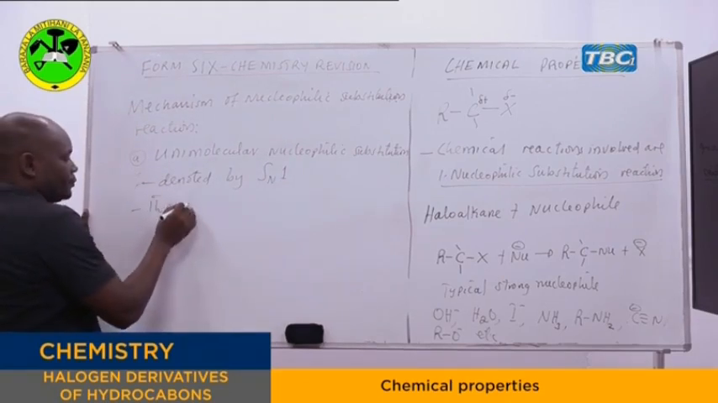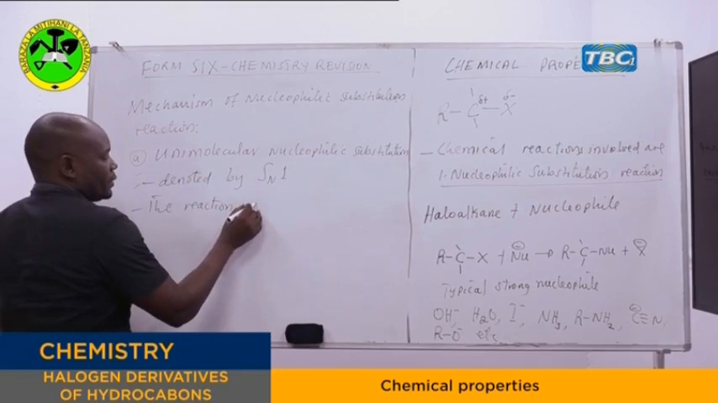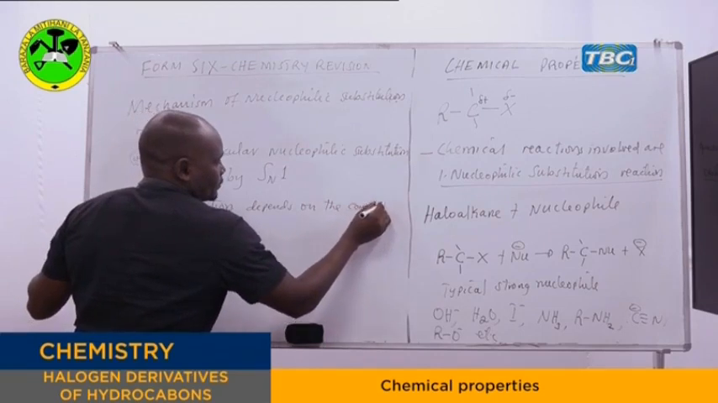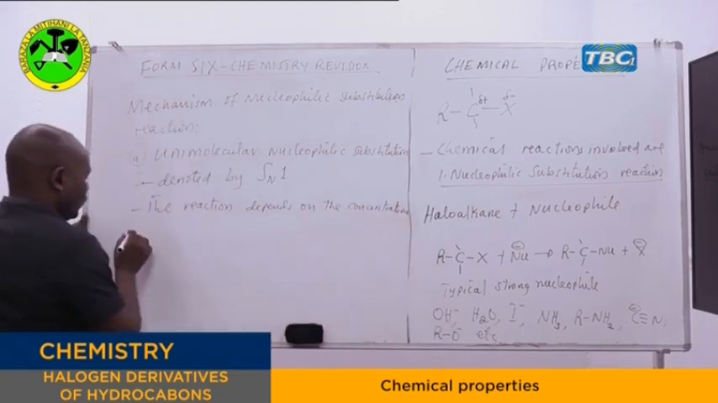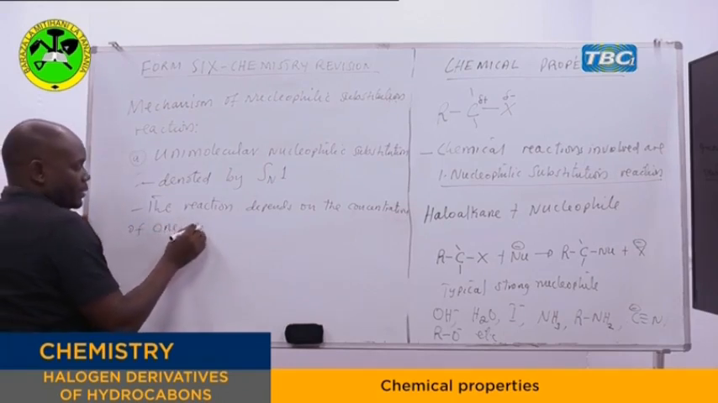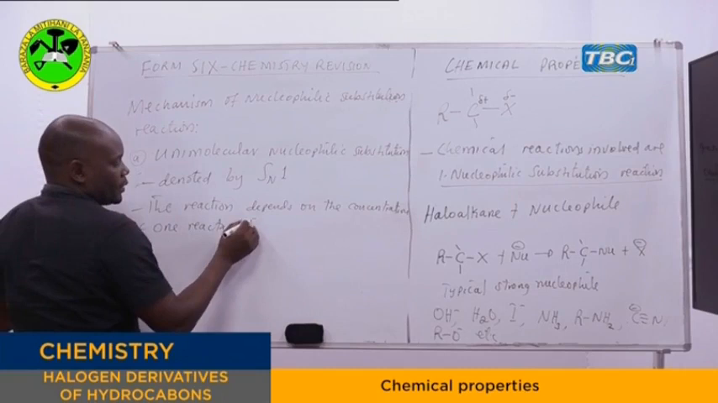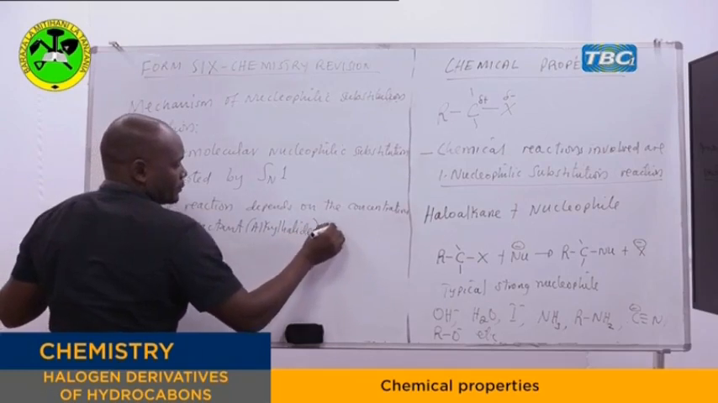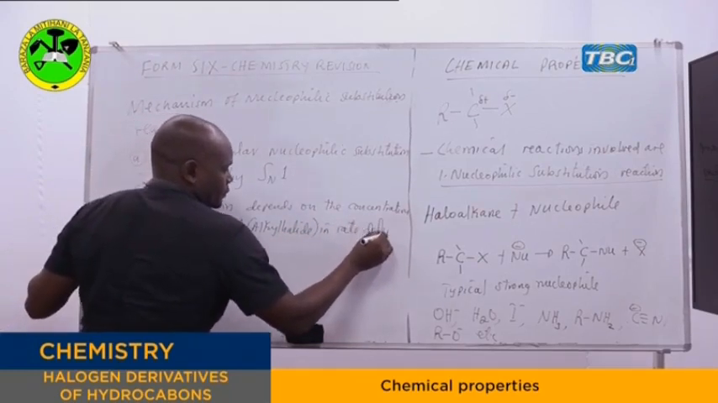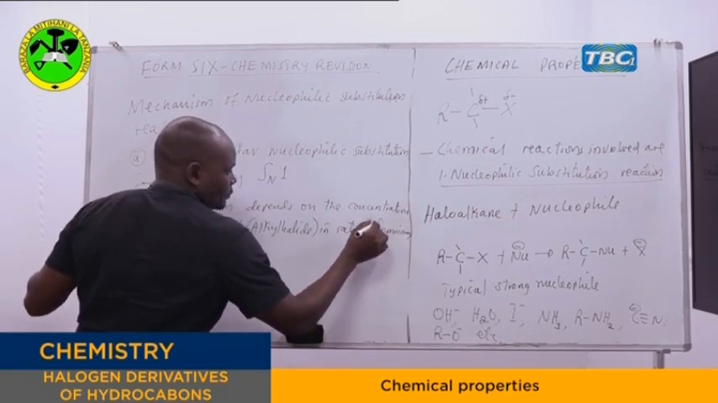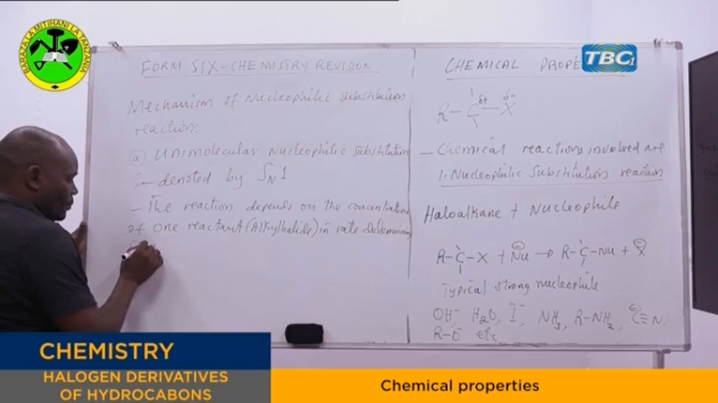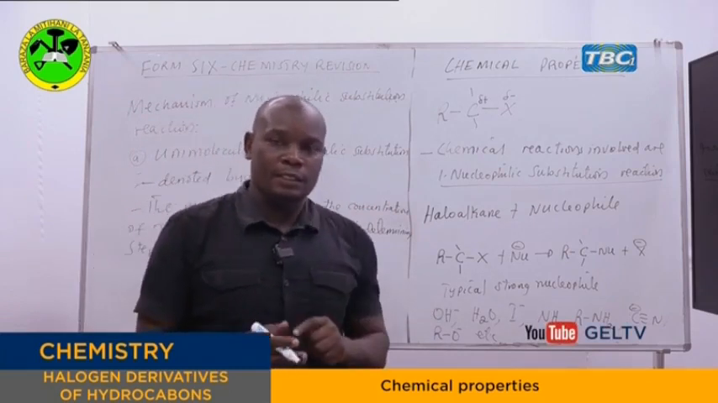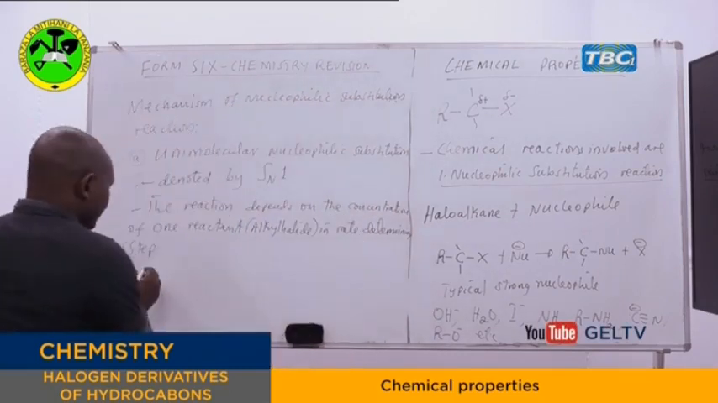So the reaction depends on the concentration of one reactant, and that reactant is the alkyl halide in the rate determining step. And the first order nucleophilic substitution reaction takes place through two main steps. So we have the steps involved.